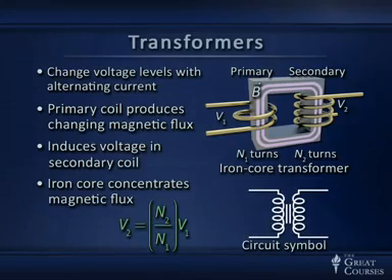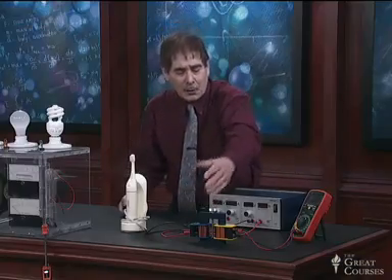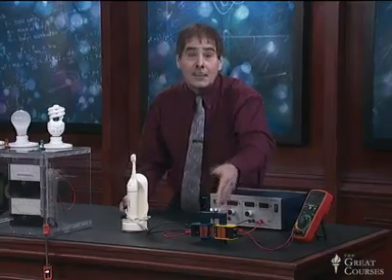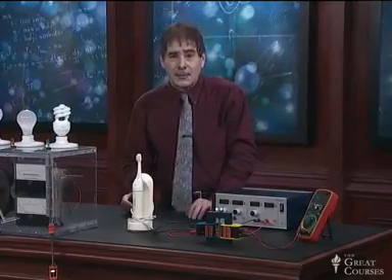And in principle, the output voltage should be to the input voltage as the ratio of the turns in the two coils. As you saw, it isn't perfect because not quite all the magnetic flux gets transferred, but we can make them pretty good. And here's some examples of transformers.